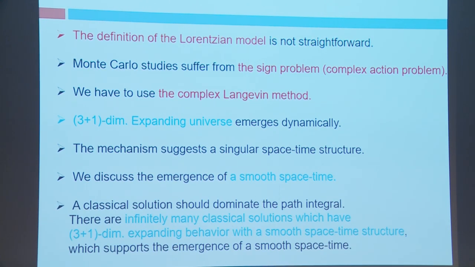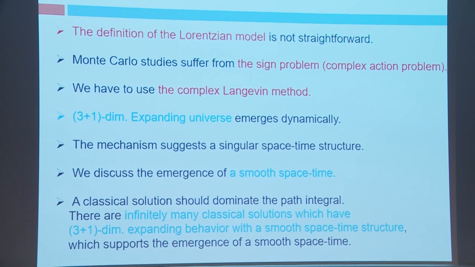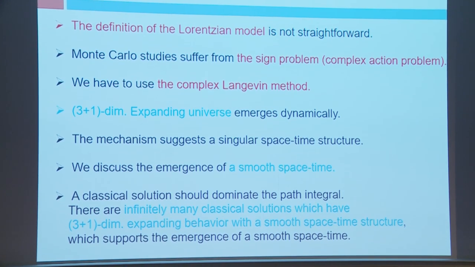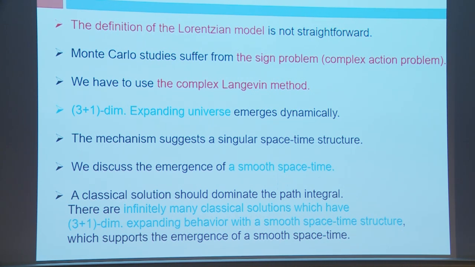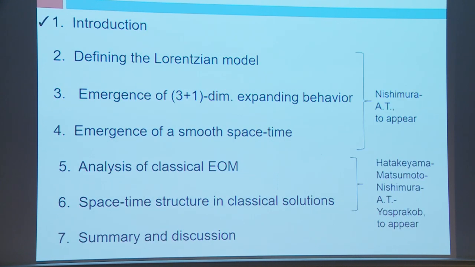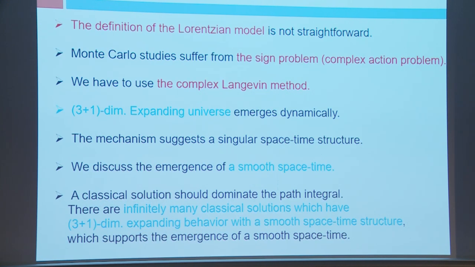Actually, it turns out that the classical solution should dominate the path integral at late times. Actually, we find that there are infinitely many classical solutions which have 3+1 dimensional expanding behavior with a smooth space-time structure, which supports the emergence of a smooth space-time in the full theory.